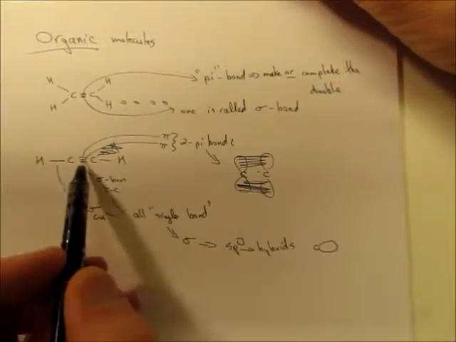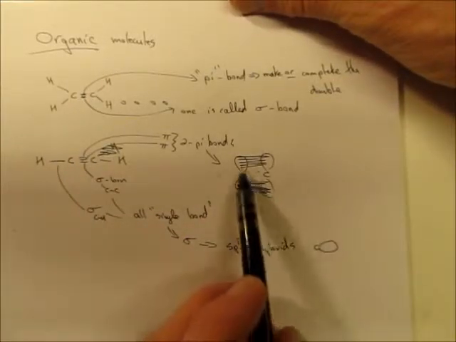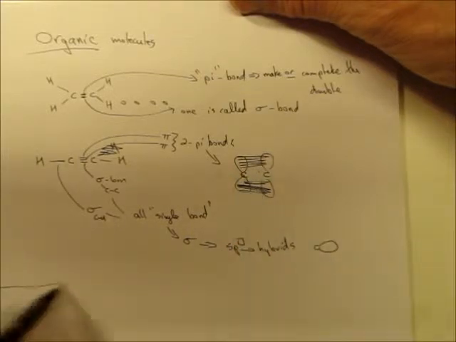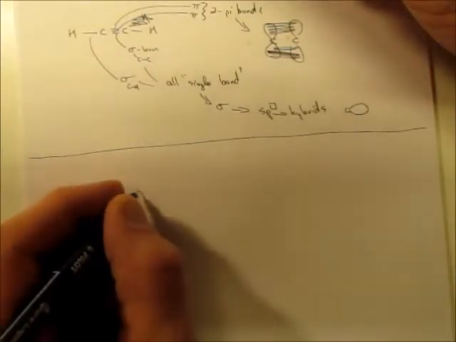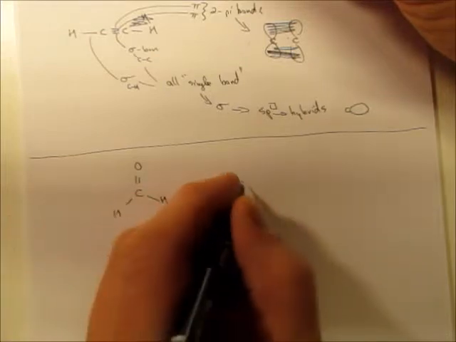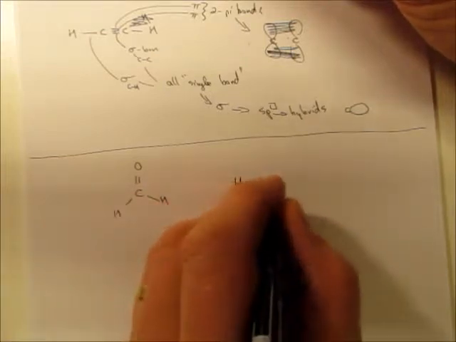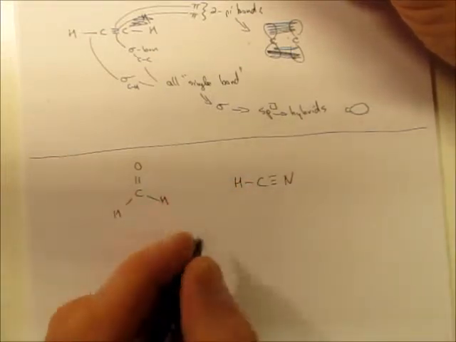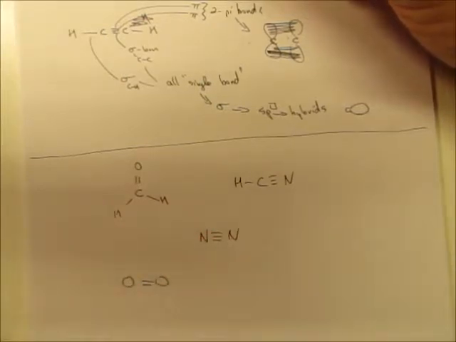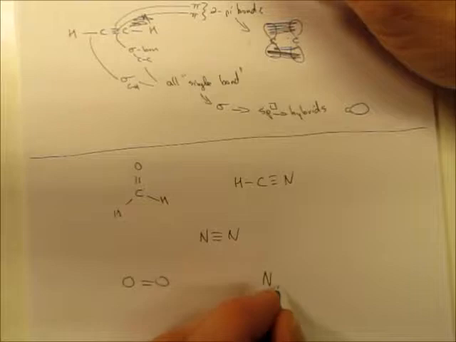The remainder of the pi bonds, if you have them, are made by the overlap of p orbitals to make the pi bond. So that's sort of the new wrinkle. And just to flesh this out before we start, you could even have something like this. You could have formaldehyde. You could have cyanide. You could even have nitrogen. You could have oxygen.